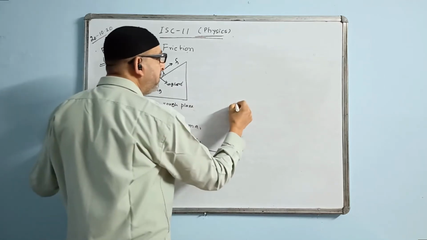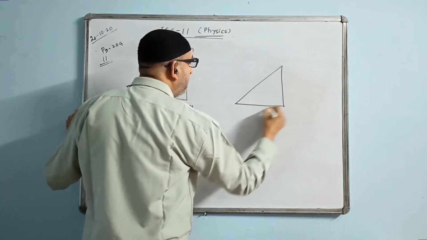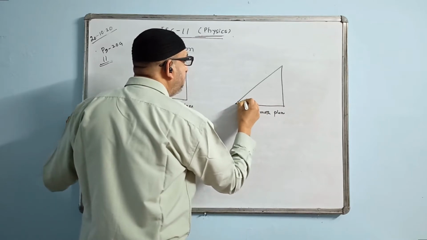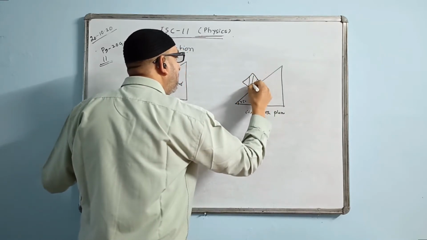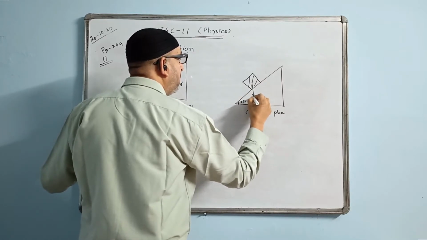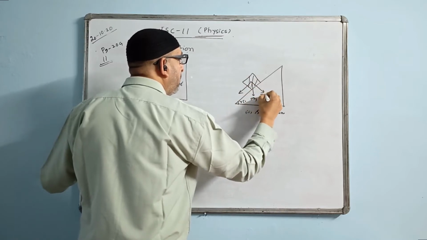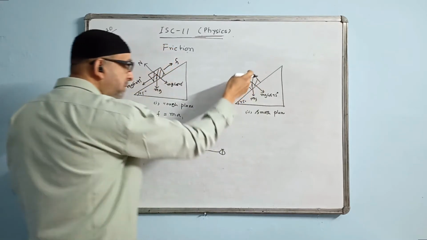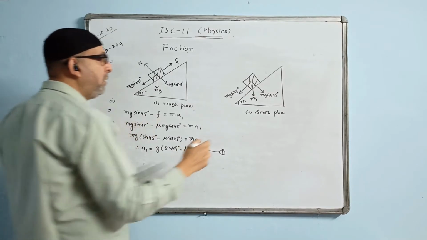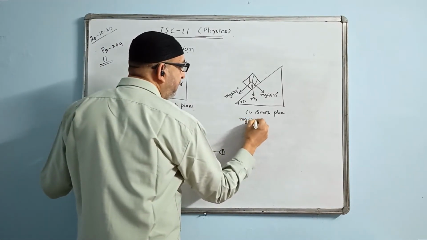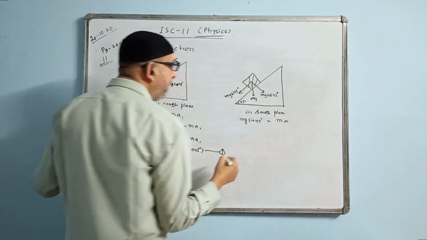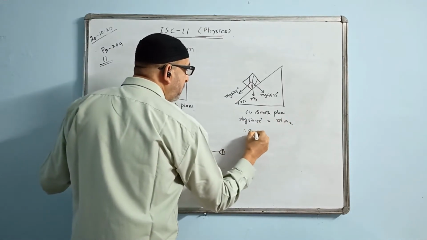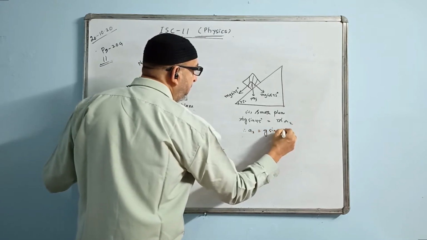And now we draw another diagram. Second case, smooth plane, that is without friction. Mg here. Mg cos 45, mg sin 45. There is no friction, the body is sliding down directly, like this. The friction value is 0. We will write mg sin 45 degrees causing motion directly. The m cancels, and this acceleration is taken as a2. Therefore, a2 value is g sin 45, equation number 2.